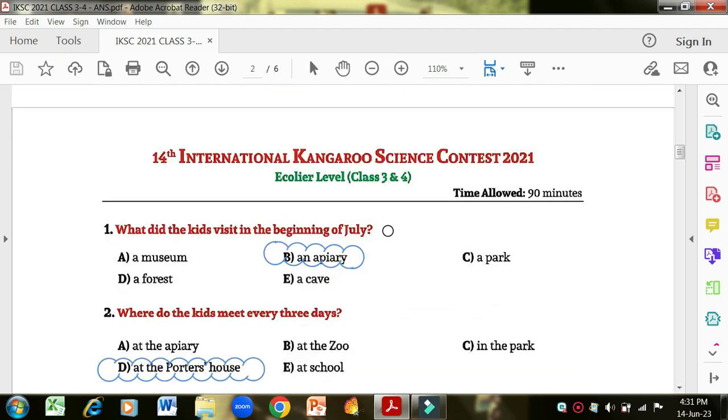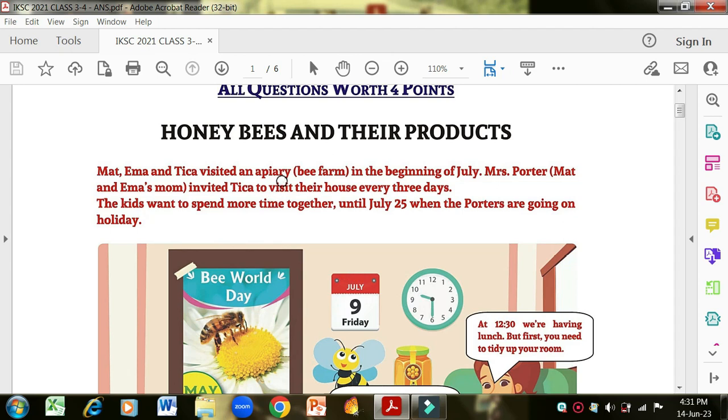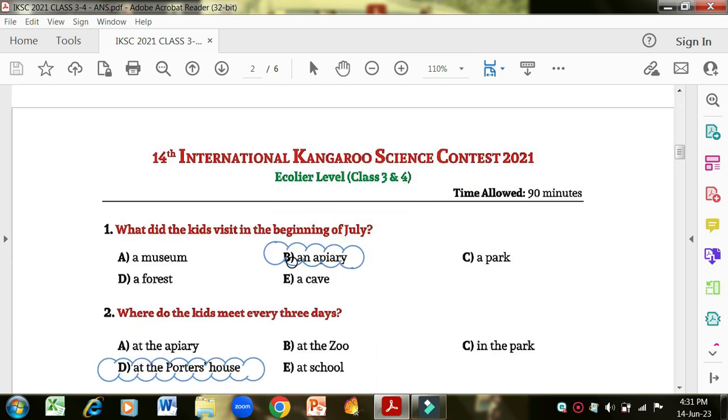Number one: what did the kids visit in the beginning of July? A museum, an apiary, a park, a forest, or a cave? In the first line, it is written apiary, that is called a bee farm. So option B is correct.